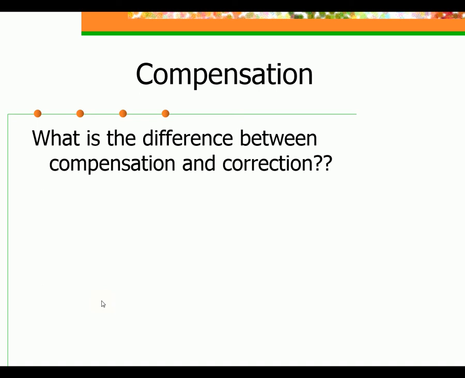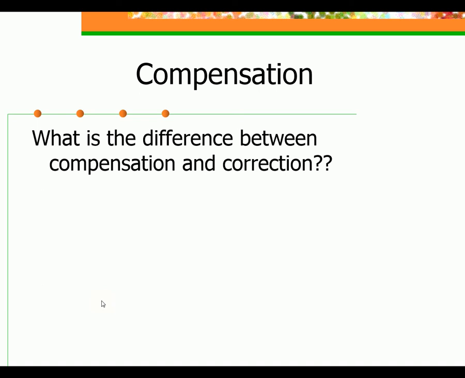Compensation, you do need to know the difference between compensation and correction. Compensation is the effort of the body to maintain normal pH, but it's temporary. Correction is the process by which the system, which was not functioning properly, is repaired. And this is long-term. So compensation is temporary, correction is long-term.